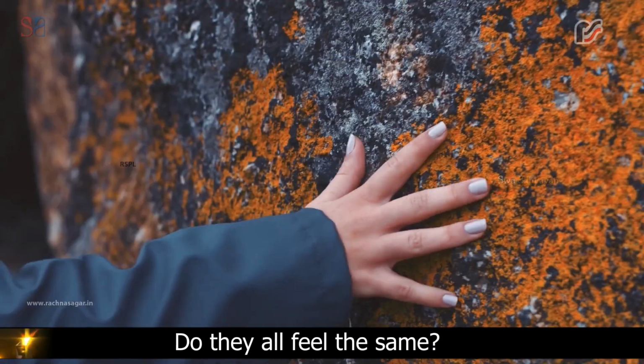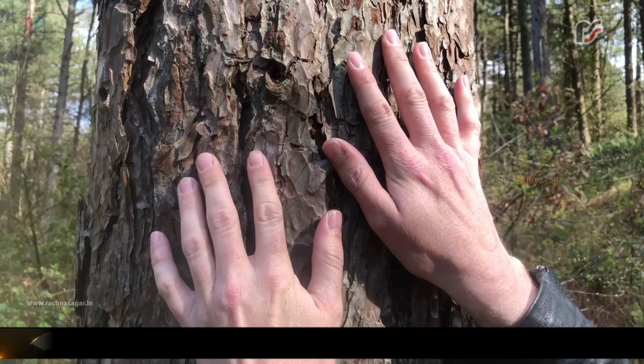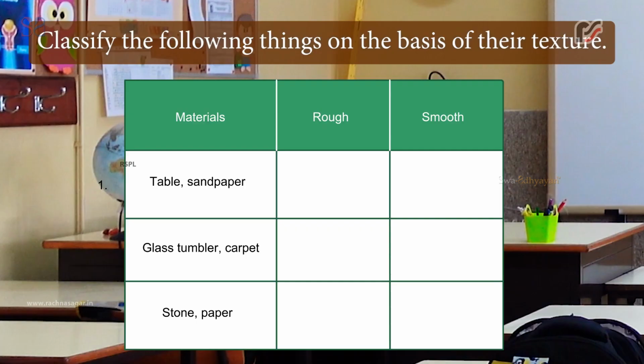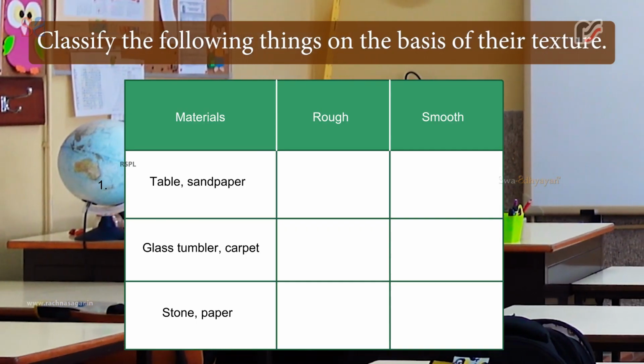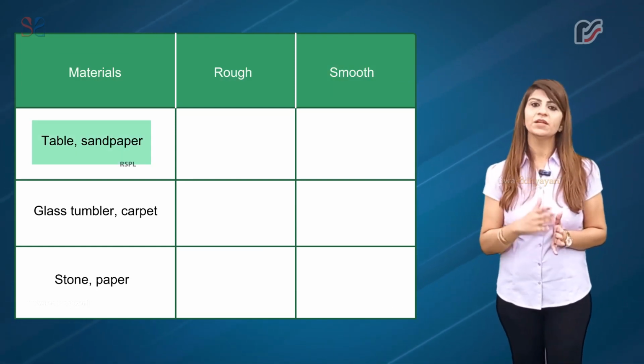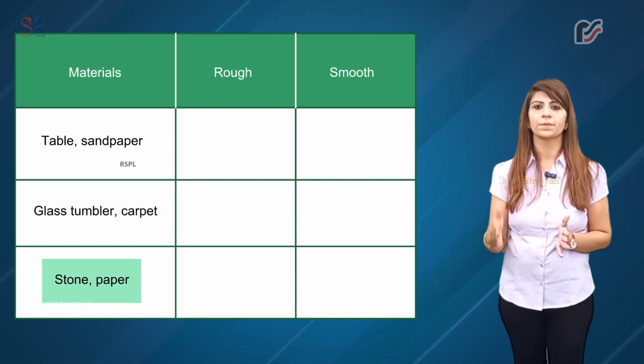Texture. Close your eyes and touch the surfaces of a few things. Do they all feel the same? You will find that some of them are smooth, whereas others are rough to touch. Activity 8. Classify the following things on the basis of their texture. Materials, rough, smooth. Table, sandpaper. Glass tumbler, carpet. Stone, paper.